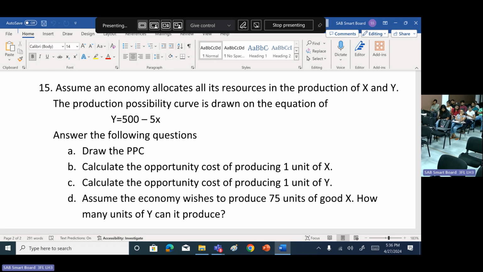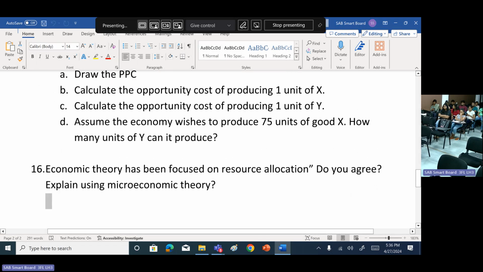800, 500, 100. From these points you can calculate the opportunity cost of producing 1 unit of X, which is delta Y over delta X. The opportunity cost of producing 1 unit of Y means delta X over delta Y. Once you go along the curve, with 500 here and 400 likewise, you can calculate the slope of delta X over delta Y and identify the opportunity cost. So this question is right.